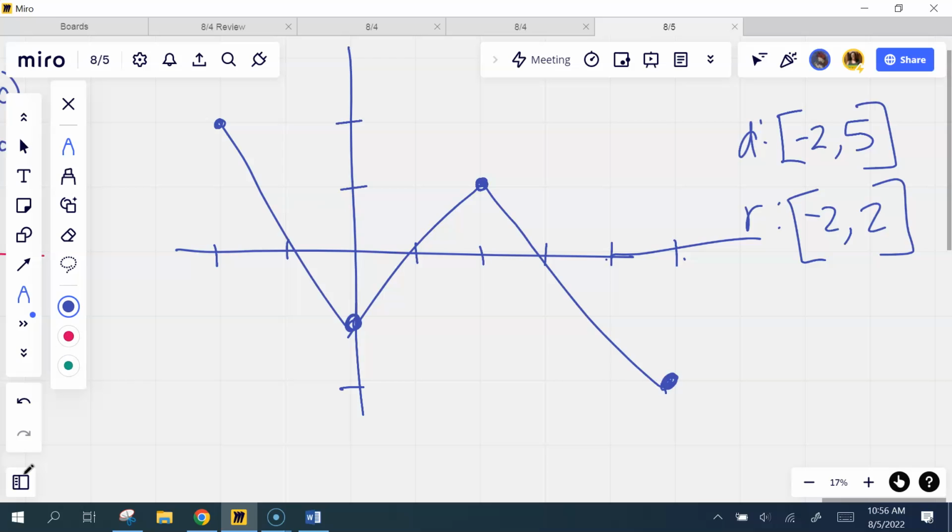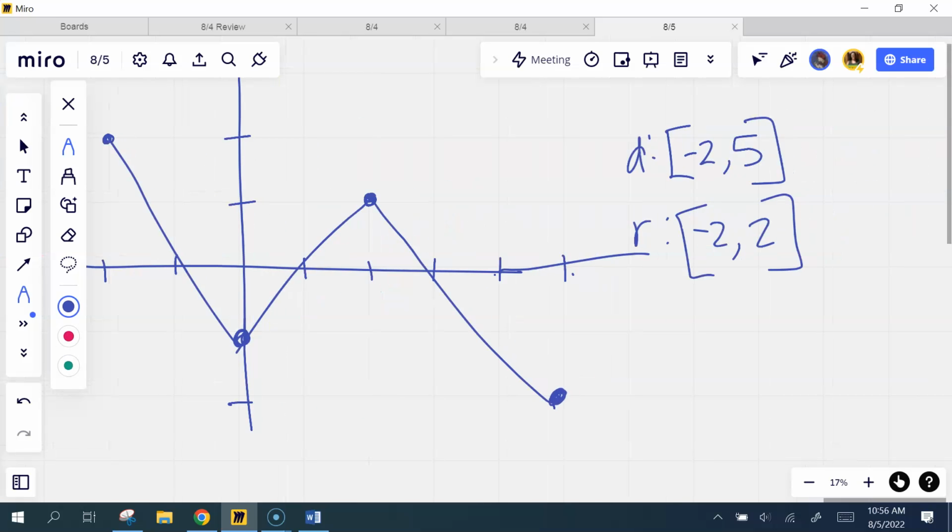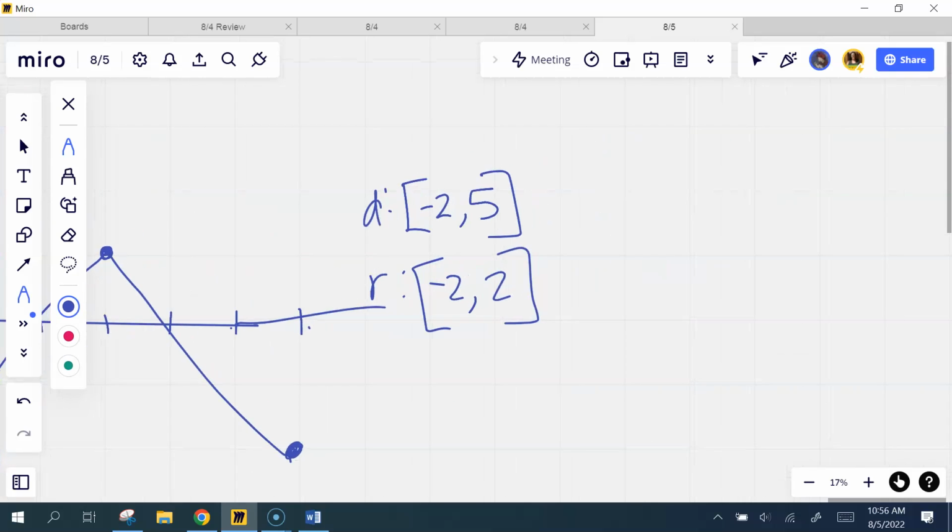Unless there's an open dot there. You can have open dots on. One more. Uno más and I'll be done.